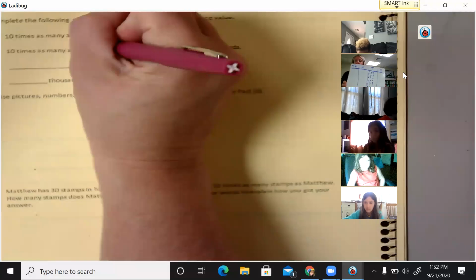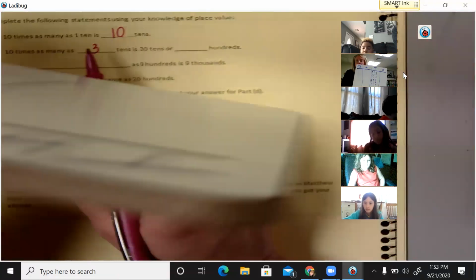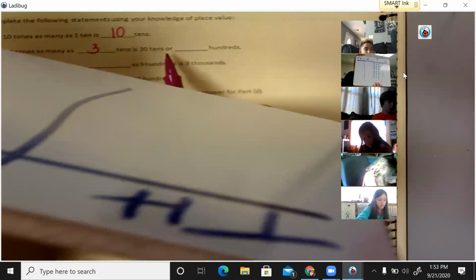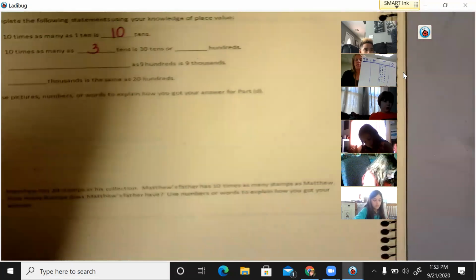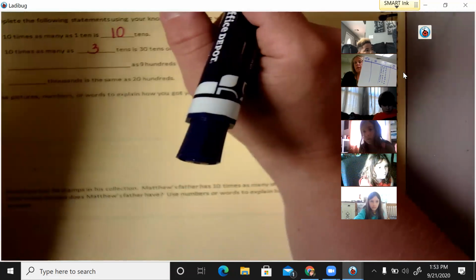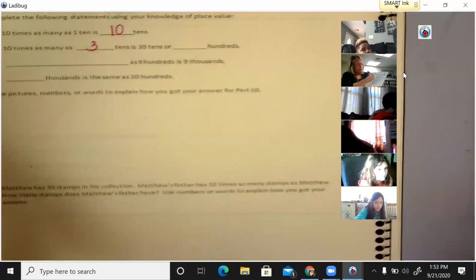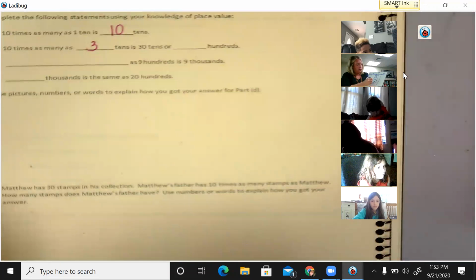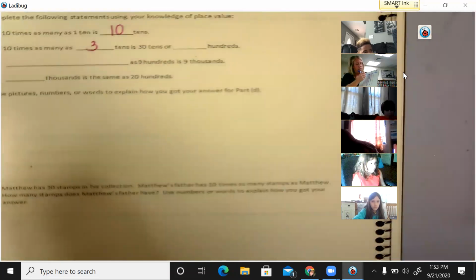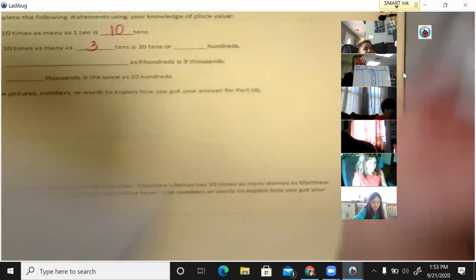So this is telling you that I have 3 tens, and then when I make 10 times as many, that's when I add my columns. So now we have to figure out how many hundreds this is. So go ahead and bundle yours together. And remember, for every 10 tens you have, that gives me how many hundreds?